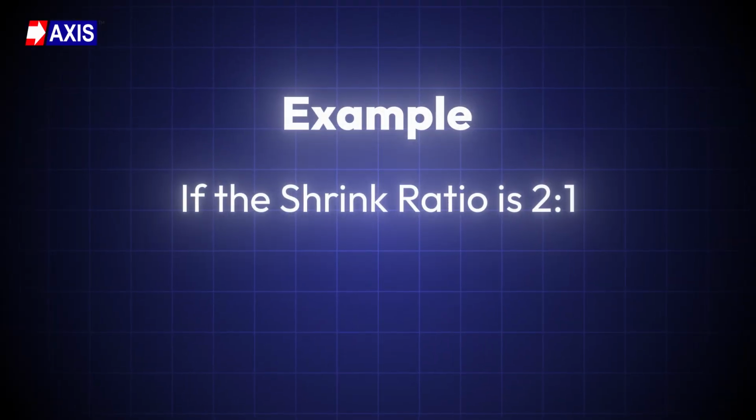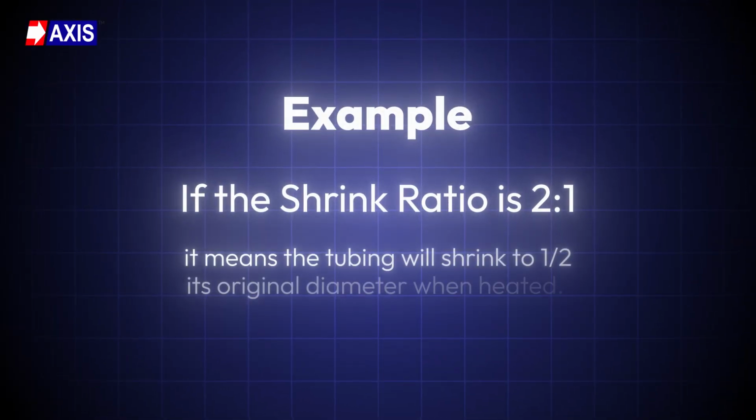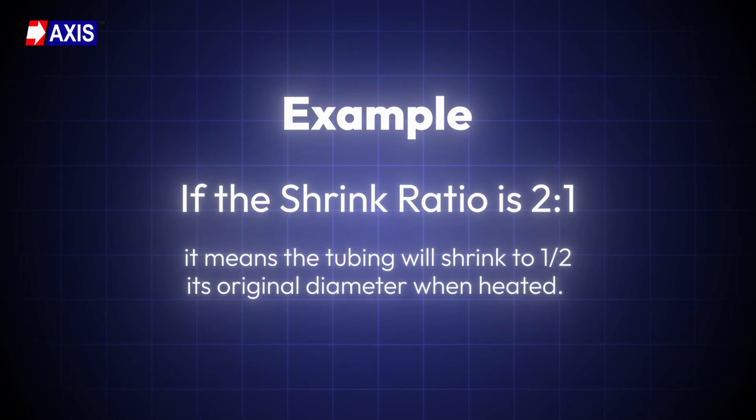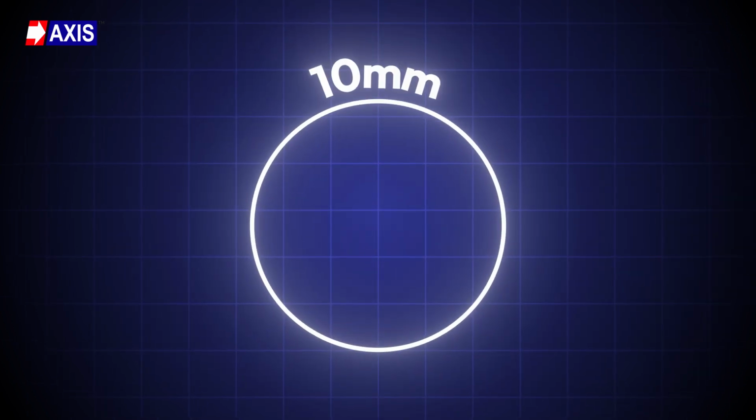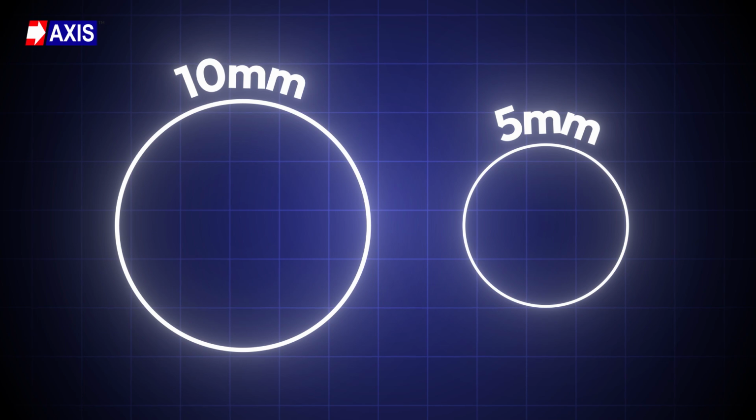Let me give you an example. If a single wall tubing has a shrink ratio of 2:1, it means that the tubing will shrink to half its original diameter when heated. If a tube starts at 10 mm in diameter, it will shrink down to 5 mm. This allows it to grip tightly onto wires, terminals, or connectors of different sizes. This shrinking behavior is built into the material during manufacturing. The polymer is stretched and cooled in its expanded form, and when reheated, it remembers its original size and contracts back to it, gripping the surface like a second skin.